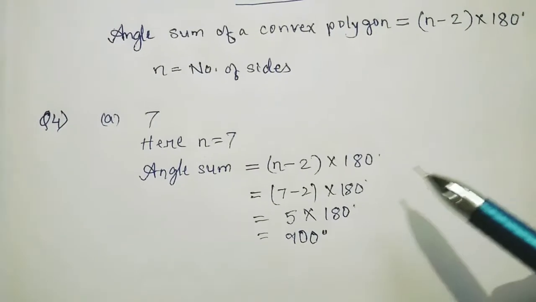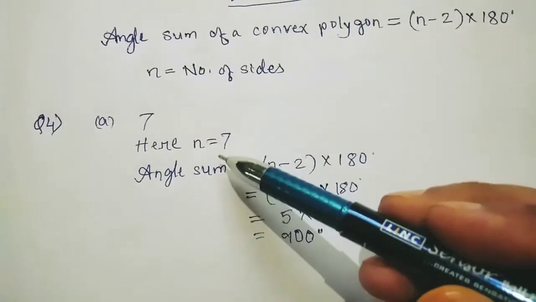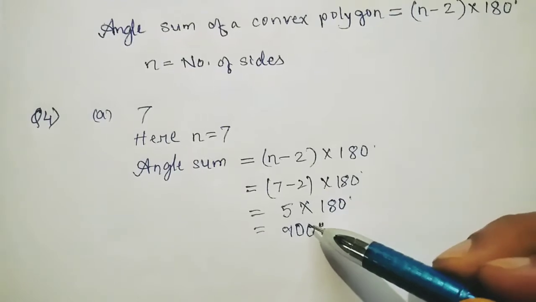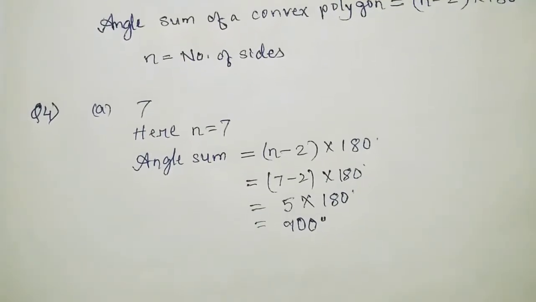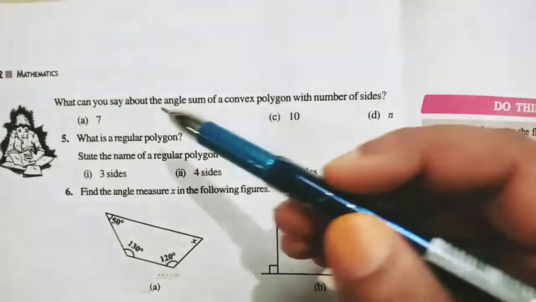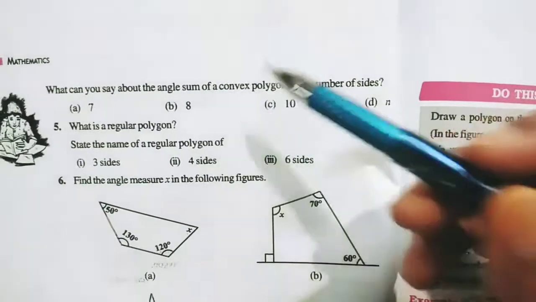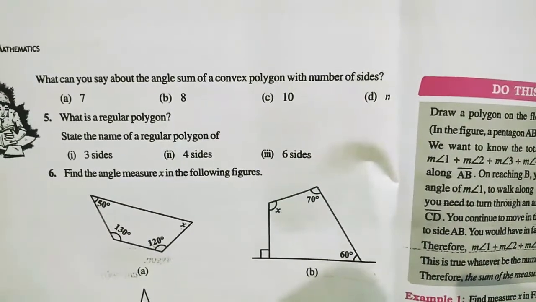Understood? So this is the sum of the angles of the convex polygon having 7 sides. So what is the angle sum? 900 degree is the sum of all the angles. In this we have to calculate. Okay students, now I think you can do all the questions B, C and D. It's very easy. Only put the value of n and calculate all the angle sum by the formula.